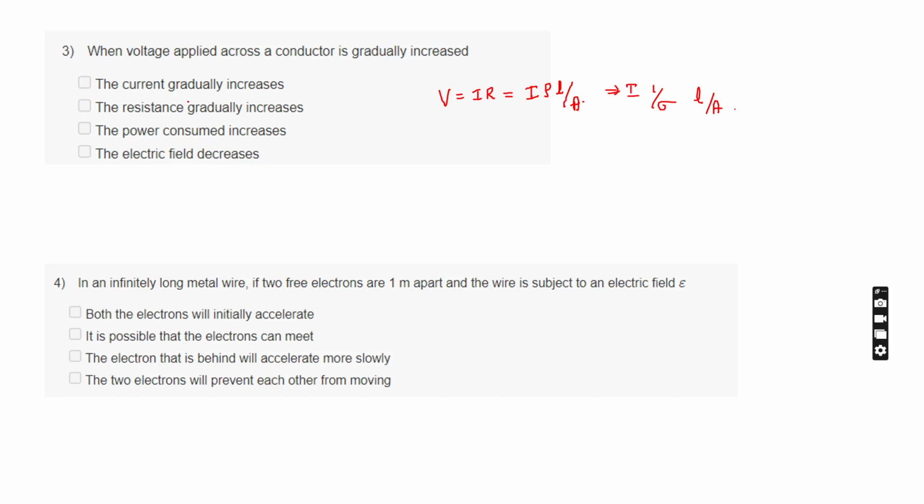So the first option, the current gradually increases, that is correct, because it is proportional. The second option, the resistance gradually increases, that is wrong, because resistance is a material property, it will not increase. If it depends on the material, it will stay the same. And the power consumption will increase and electric field will decrease, that is also wrong.